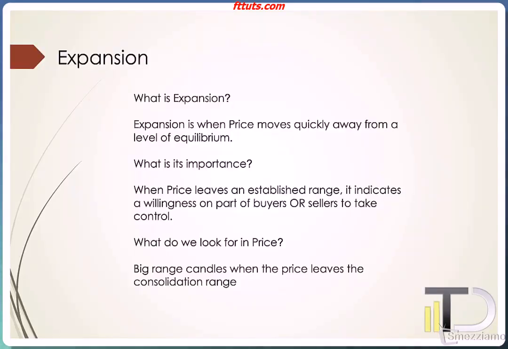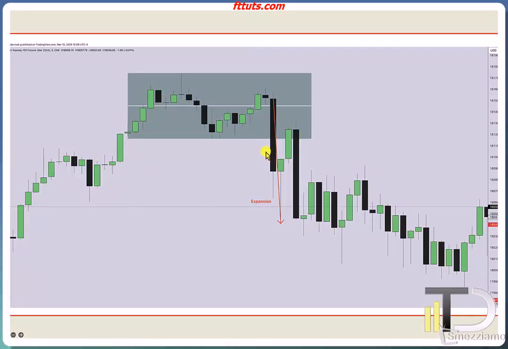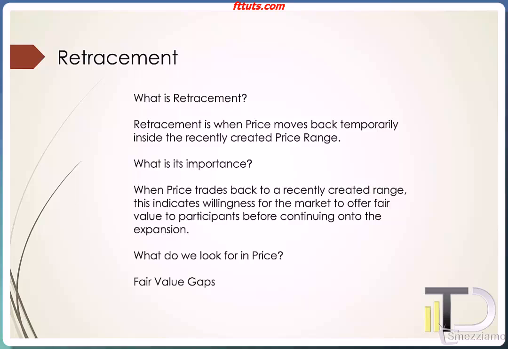So what is expansion? Expansion is when price moves quickly away from a level of equilibrium. And what is its importance? When price leaves an established range, it indicates a willingness on the part of buyers or sellers to take control. Now, what do we look for in price? Big range candles when the price leaves the consolidation range. So let's look at an expansion example. This big bearish engulfing candle moving away from the equilibrium of the consolidation range indicates sellers taking control, leading to price expanding downwards. Now let's look at retracement.